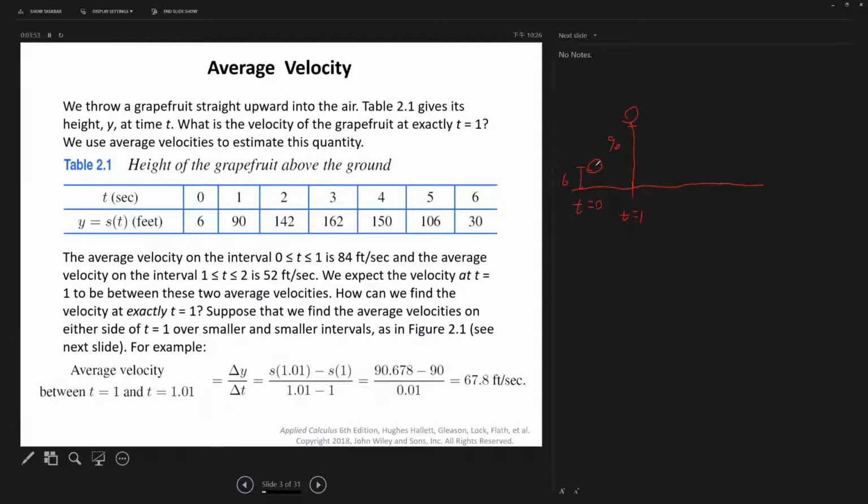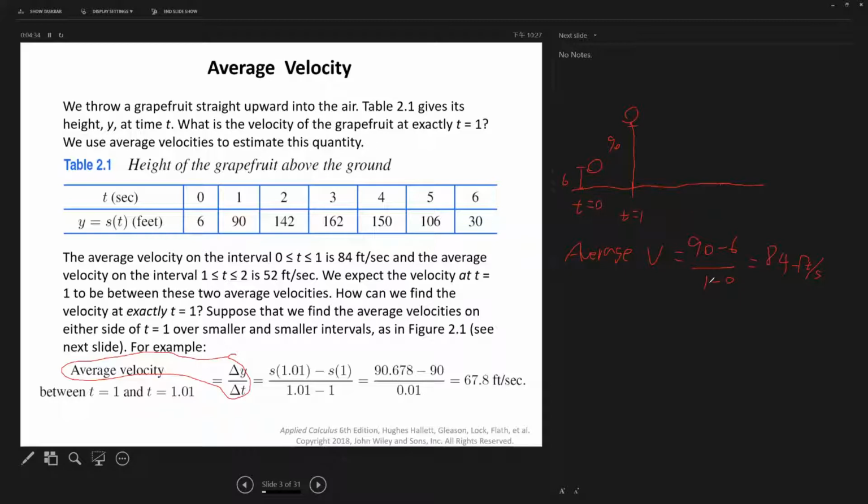So how fast did the grapefruit shoot up in the air to get to 90 feet above the ground after 1 second? This is what we can do using the formula. The average velocity formula right here is given to you: the displacement in distance over the displacement of time. So average velocity is 90 minus 6 over 1 minus 0, so about 84 feet per second.